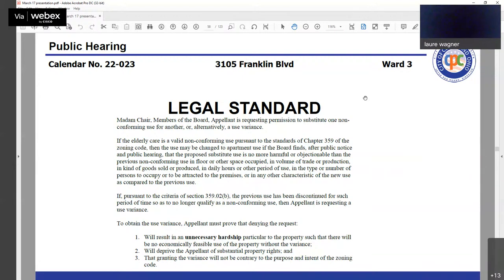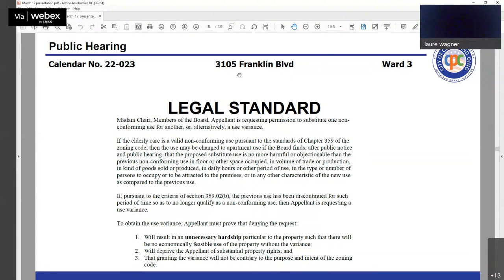So it says, if the elderly care is a valid non-conforming use pursuant to the standards of chapter 359 of the zoning code, then the use may be changed to apartment use if the board finds after public notice and public hearing that the proposed substitute use is no more harmful or objectionable than the previous non-conforming use in floor or other space occupied, in volume of trade or production, in kind of goods sold or produced, in daily hours or other period of use, in the type or number of persons to occupy or be attracted to the premise, or any characteristic of the new use as compared to the previous use.